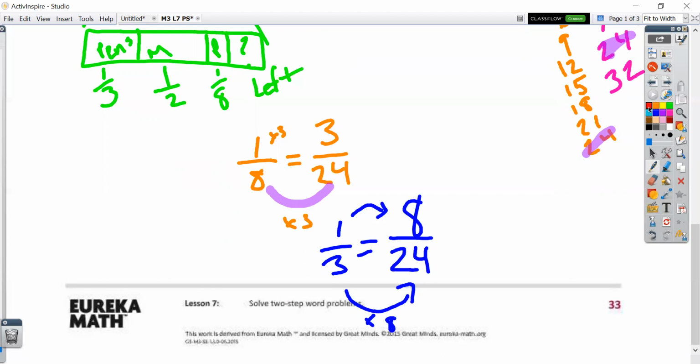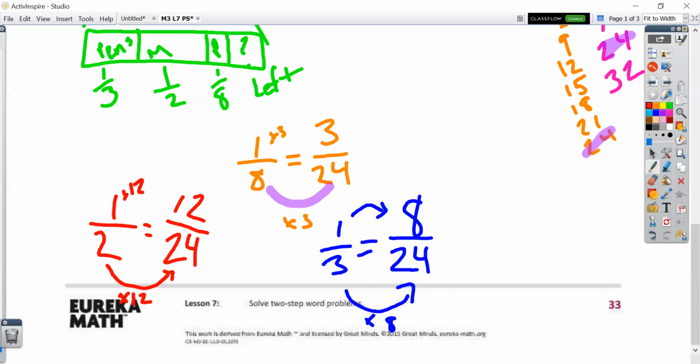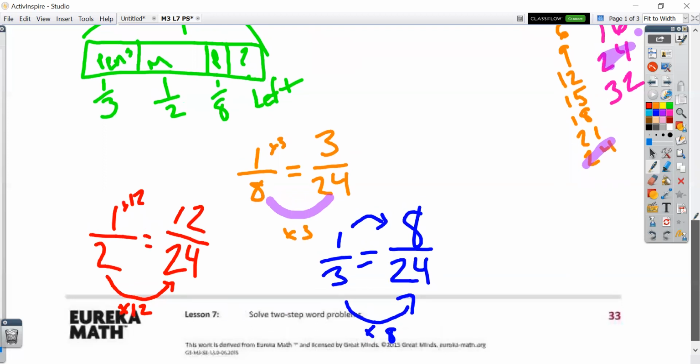And we'll do one more, 1/2. Some of us, because it's halves, will already be able to visualize it because you're like, well, what's half of 24? Well, that's a smart way to think, but just to prove it numerically, what times 2 gives us 24? Well, that's 12. Then I have to do that same thing to the top. 1 times 12 is 12. So here we go. Now we have our pieces as a common unit.